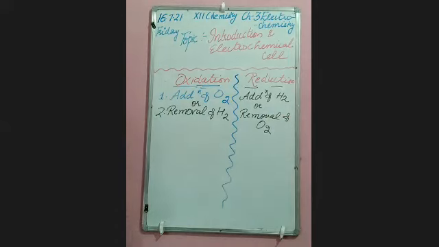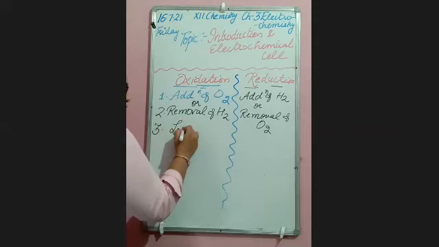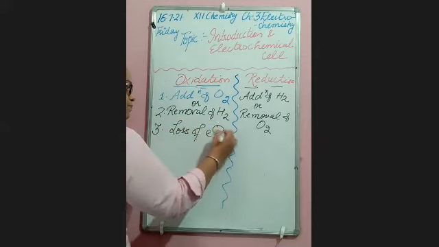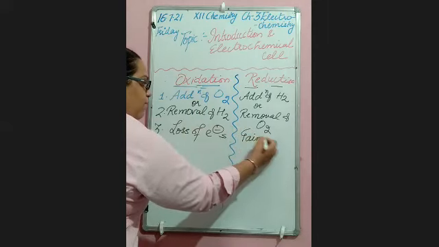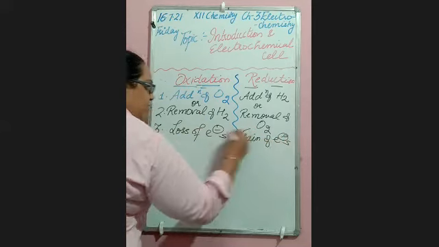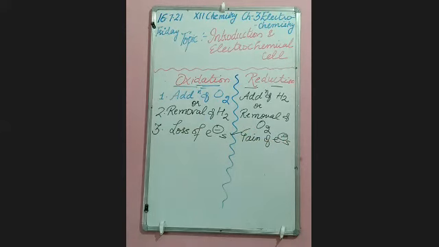But you are all aware of these topics because you have already discussed them in class 10th and class 11th. In class 11th, there is a complete chapter on redox reactions. Third, very important: loss of electrons is your oxidation, and gain of electrons is reduction. Oxidation is loss of electrons and reduction is gain of electrons.